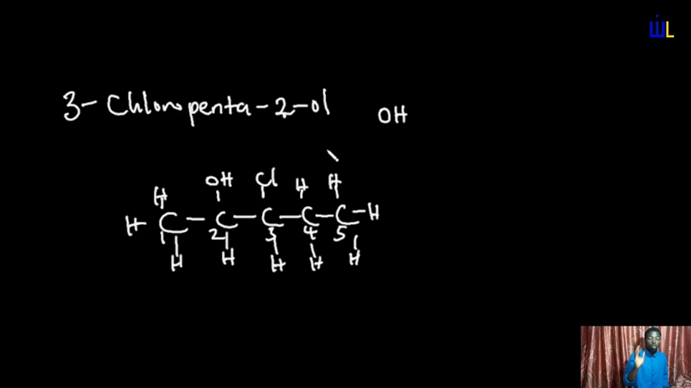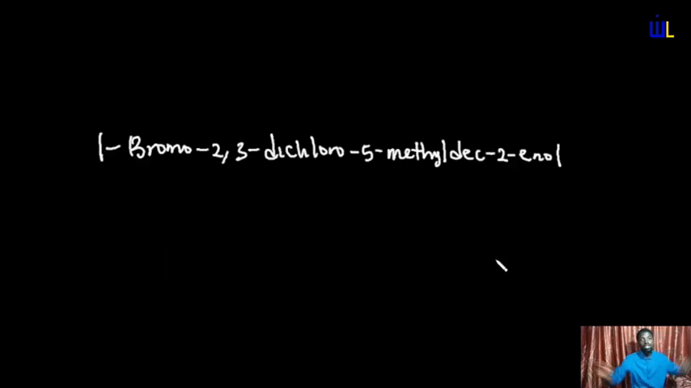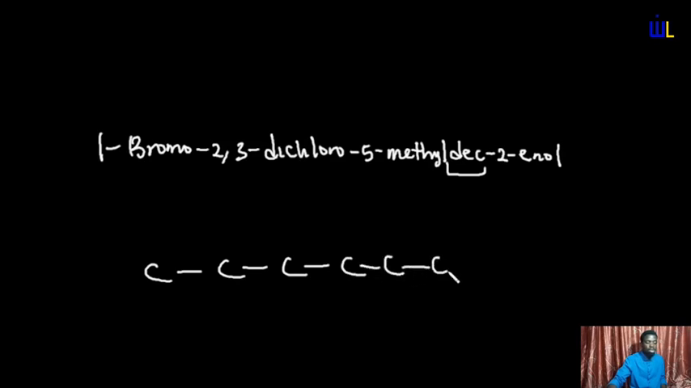Now we're going to try one more question to end this video. So let's try deriving the structure of what we have on the screen. And what we have on the screen is 1-bromo-2,3-dichloro-5-methyldec-2-enol. Now first of all, the parent name has 10 carbon atoms. As you can see, dec means 10, so let's put the 10. We have 1 2 3 4 5 6 7 8 9 10.